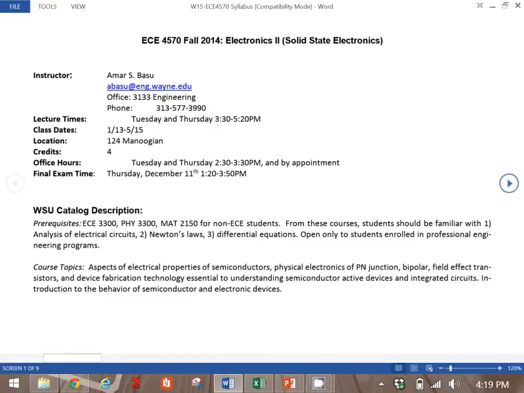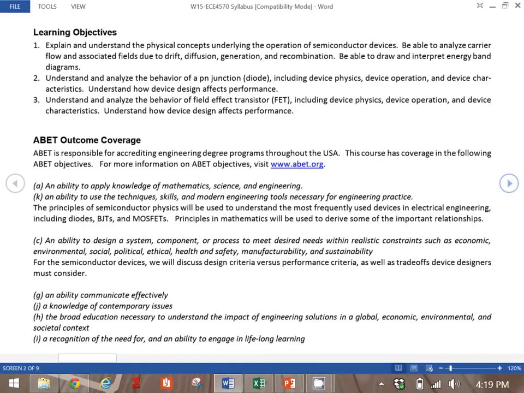Okay, so moving on here. Learning objectives. I want you to be able to understand the physical concepts underlying the operation of semiconductor devices. That's the first one. The second one is learning about diodes. The third one is learning about field effect transistors. So that's going to be the second half of the class, the two types of devices that we're going to drill down on and understand, diodes and field effect transistors.